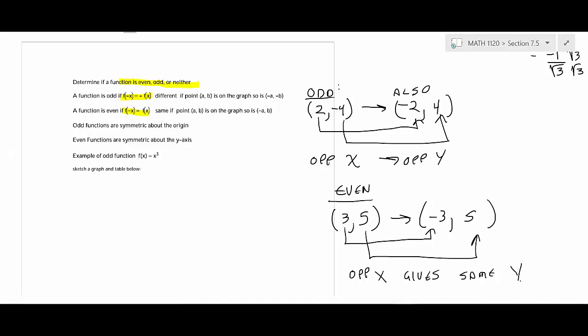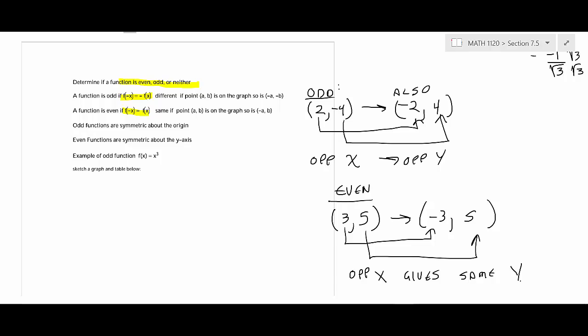Now see, that's what this statement says. If you change x to negative x, the function stays the same. It's still f of x. This is saying if you change the x to negative, what happens to the function? It becomes the opposite. So it is saying opposite x, opposite function value. This is saying opposite x, same function value. Everybody see what I mean?